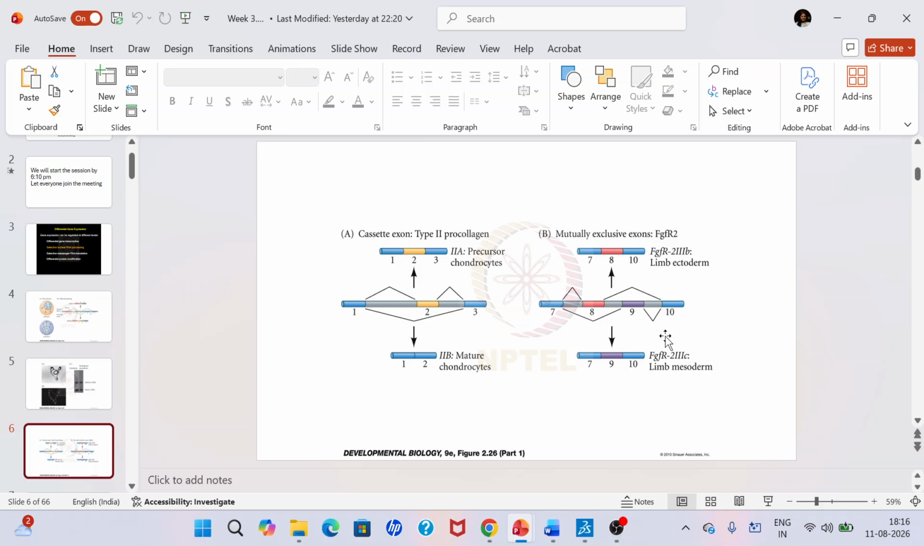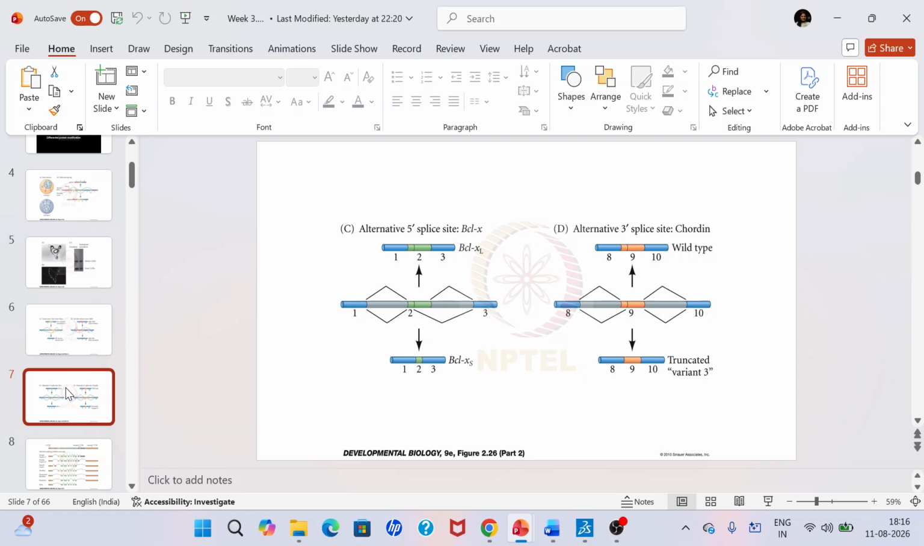And the same goes for FGFR2, the limb ectoderm and the limb mesoderm. In ectoderm, the 7th, 8th, and 10th exons were included, while in the limb mesoderm, the 7th, 9th, and 10th exons were included from the same RNA or same gene. So the composition of the mature RNA will lead to differential gene expression in that particular cell type or tissue.